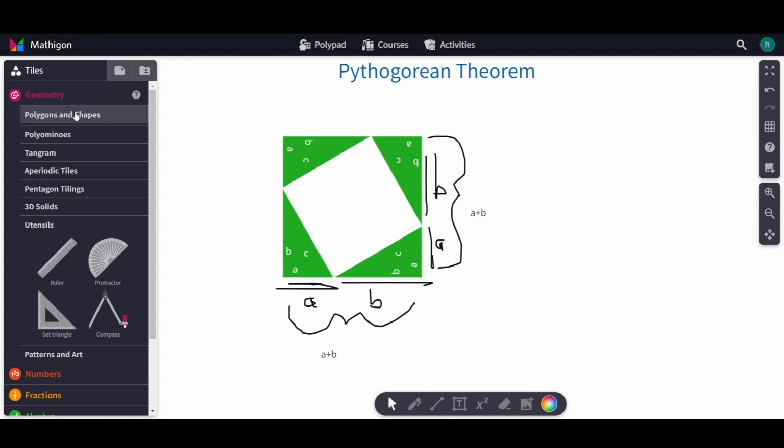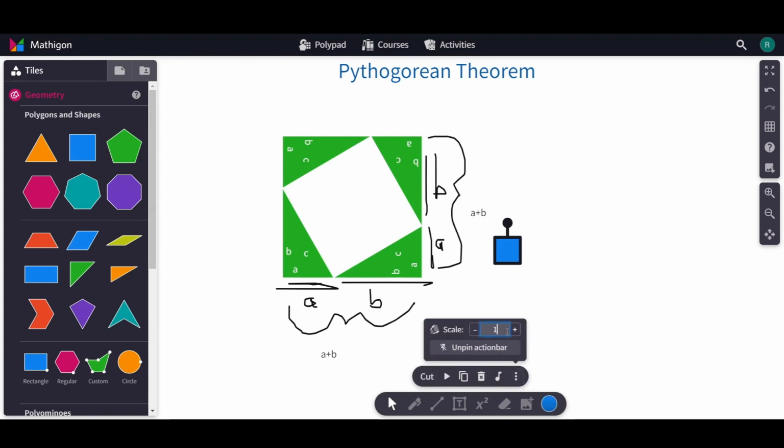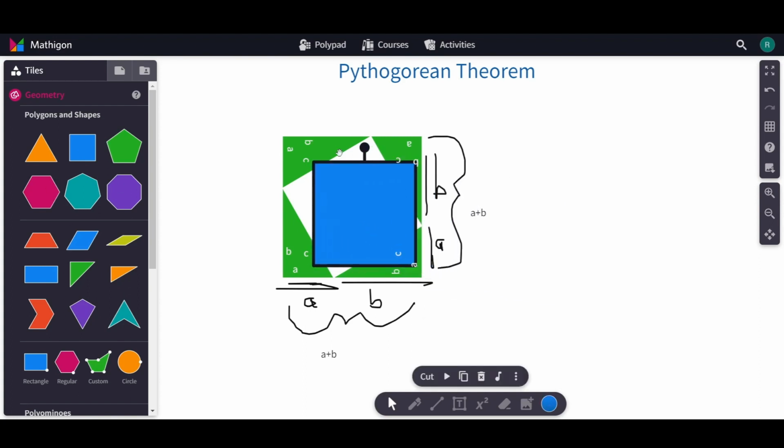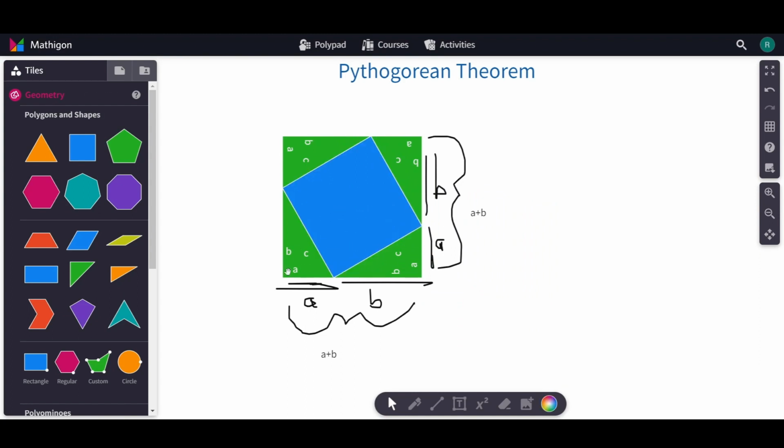Another thing is that inside this square, inside our rectangle, we have another square. To show this, I'm going to take a square. I took a square from there and rotated it a bit, put it here, and you can see we have a square here. And from my triangles, we see that it has a side length of C. Each side length is C.